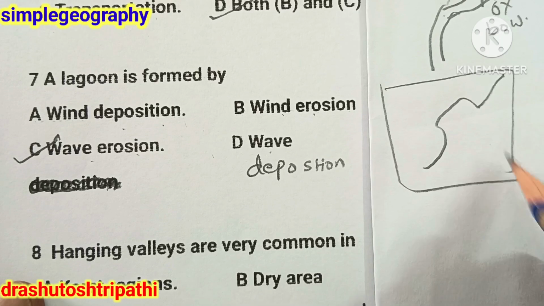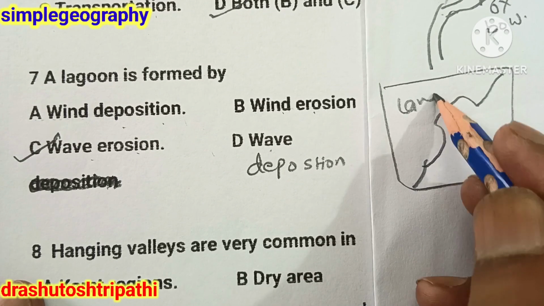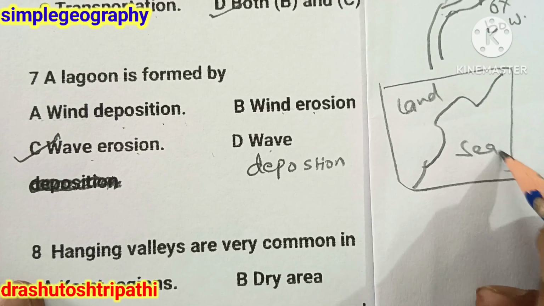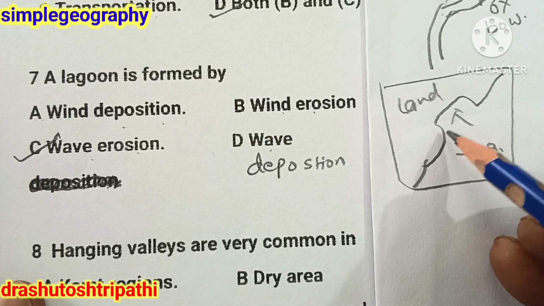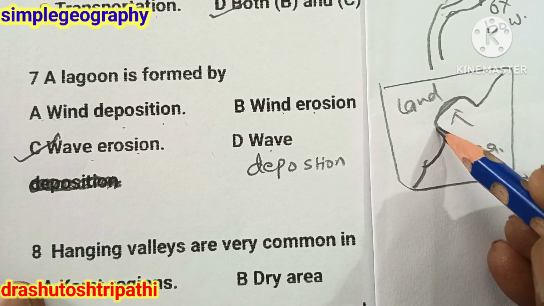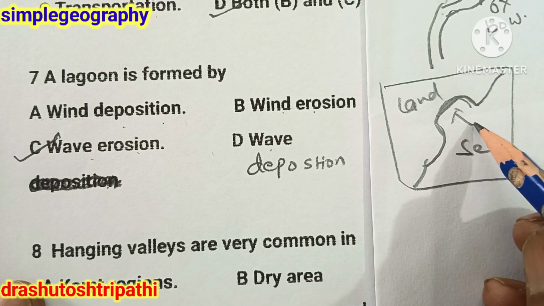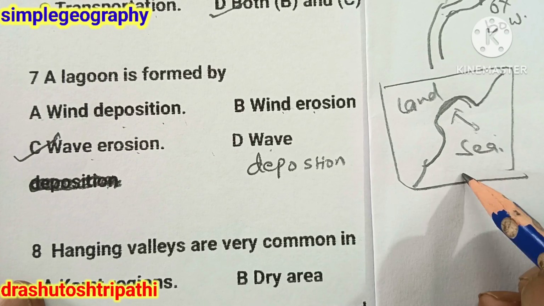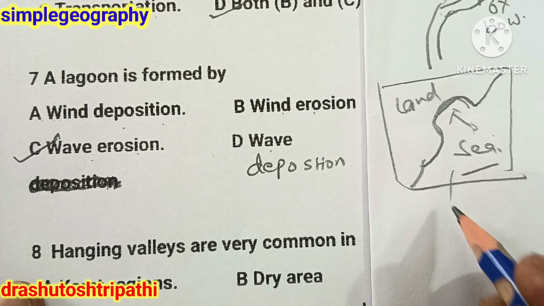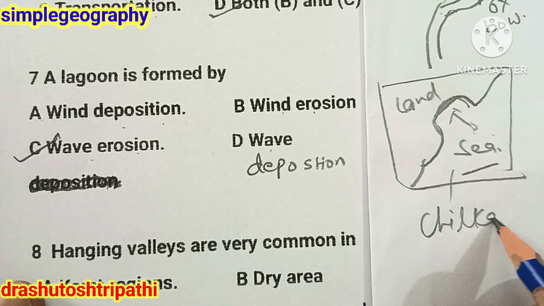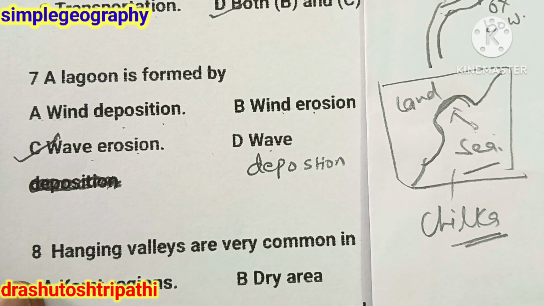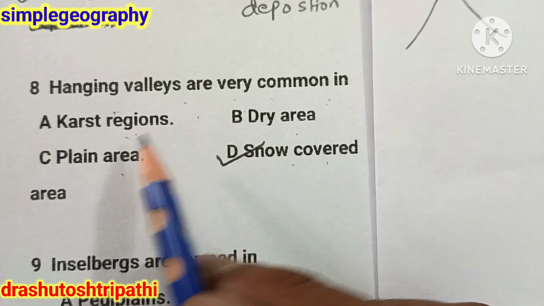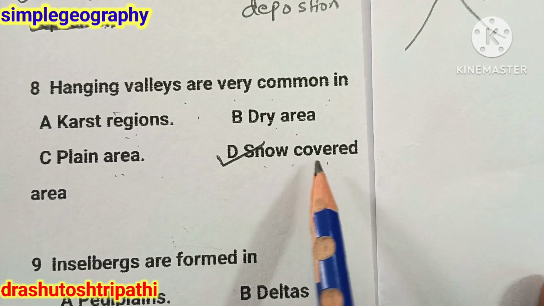If you see that, that is the land and that is the sea. A lagoon is a backwater of the sea which is covered on three sides by land, but one side is always open towards the sea. Chilka Lake of India is the largest lagoon of India. It is in Odisha.